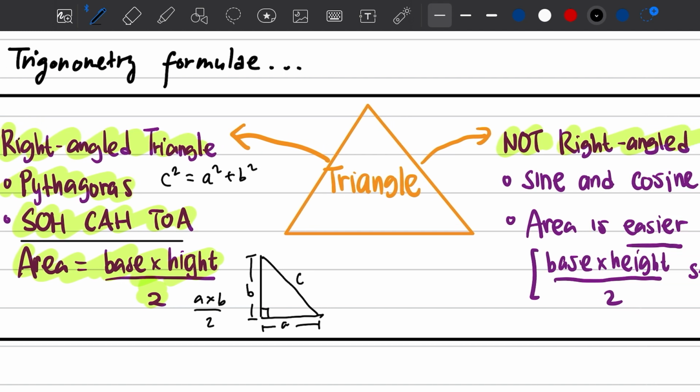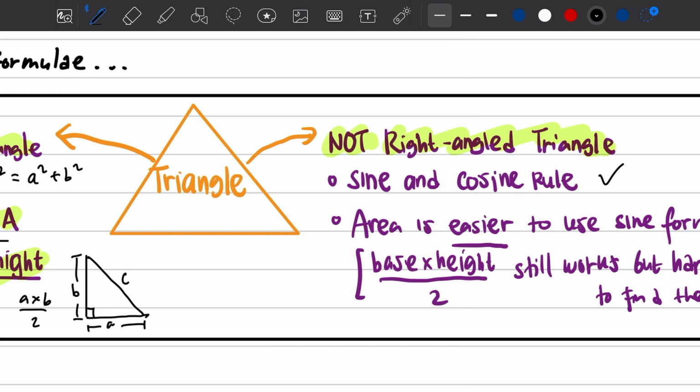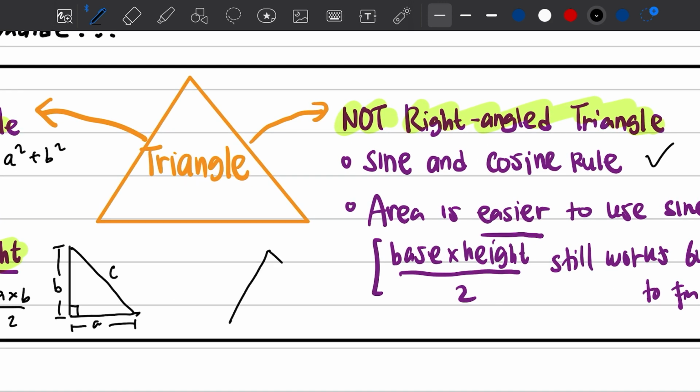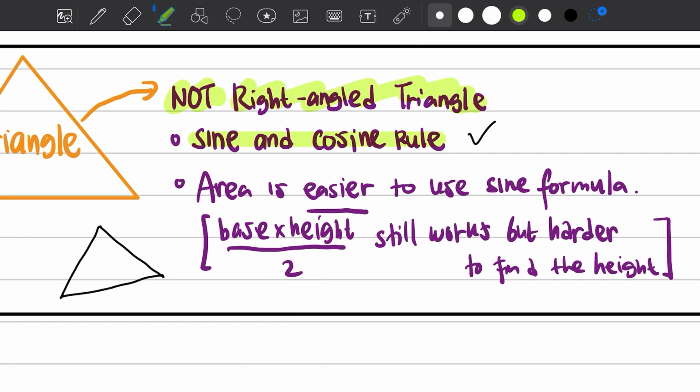But on the other hand, you may find not right angle triangle. If you have not right angle triangle, let's say I have this triangle, you cannot use Pythagoras because it only applies to right angle triangle, and you cannot use SOHCAHTOA as well, but we can use sine and cosine rule. Later on, I will discuss about that. And the area is easier to use the sine formula.